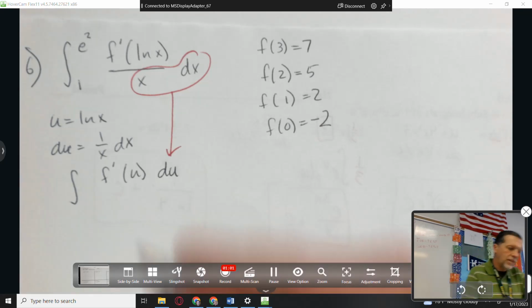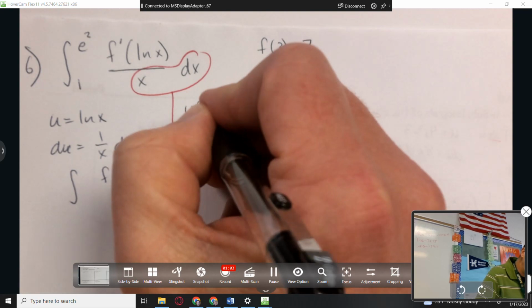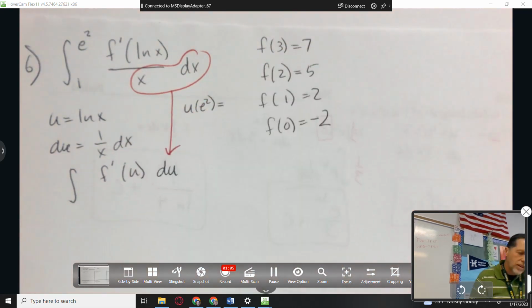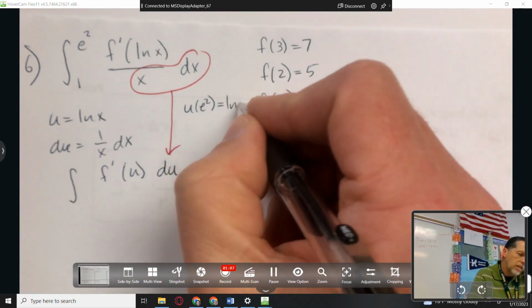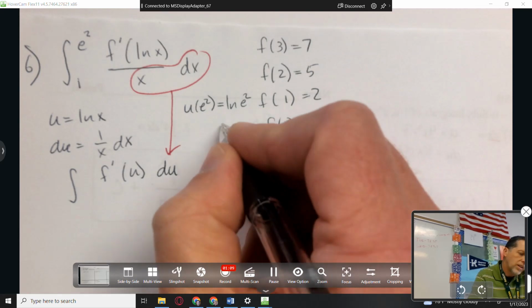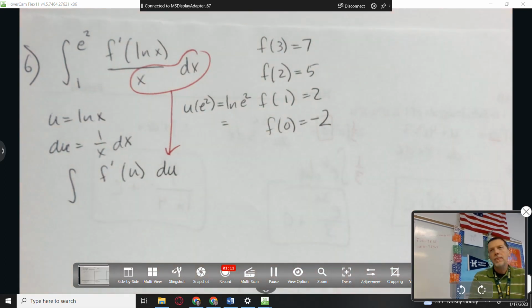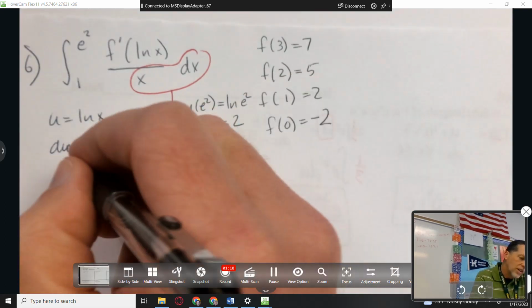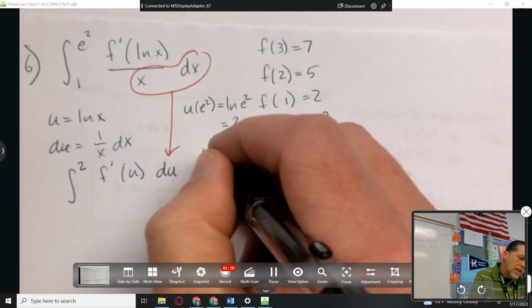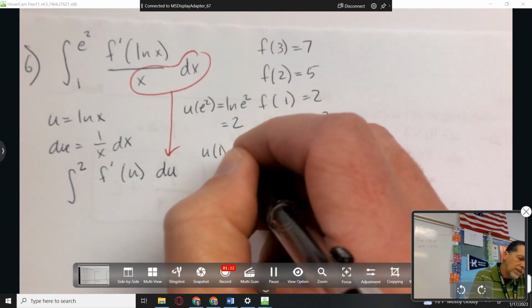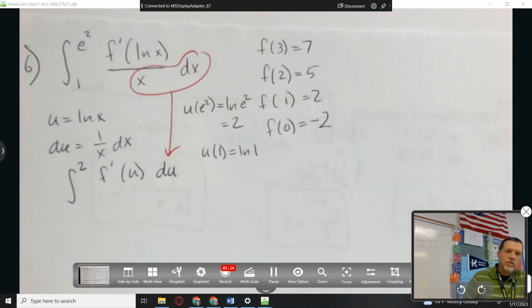So I need to get u of e squared, which is the natural log of e squared. Which is what? Is it 1? Not 1. Natural log of e is 1. So it's 2. And then u of 1 is the natural log of 1, which is 0.